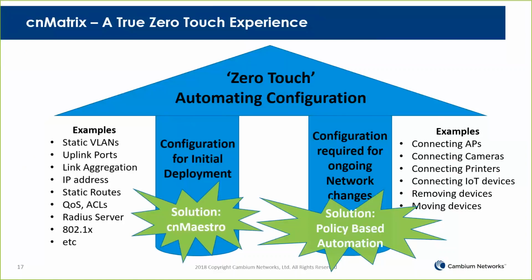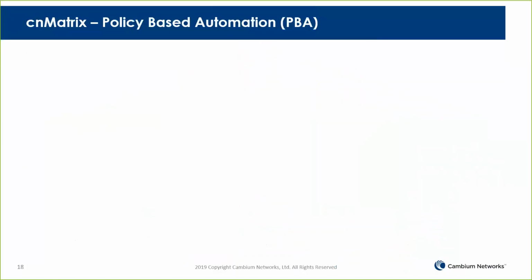Now, connecting devices, removing devices, that equates to moving devices as well. If you disconnect a device from one port, add it to another port, it automates that as well, or disconnecting the device from one port on one switch and adding that into a different port on a different switch, it handles that as well. So let me dive into the policy-based automation feature a bit here.